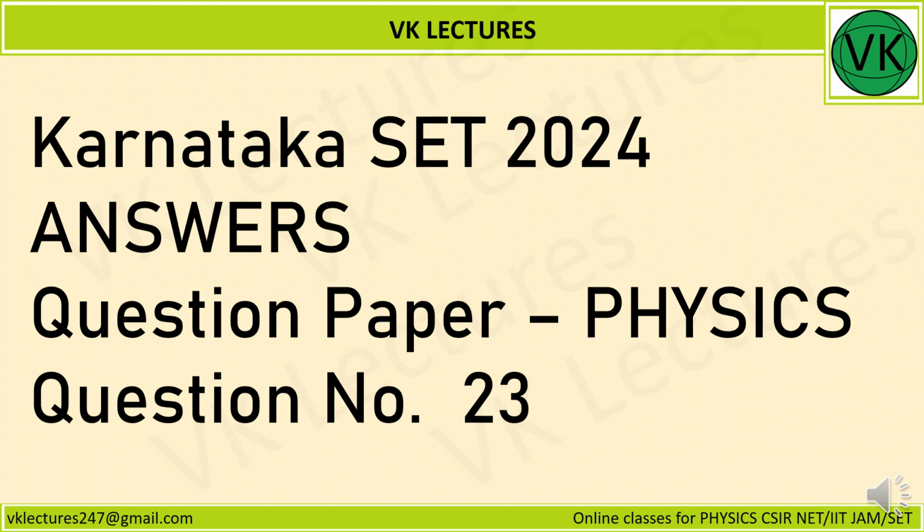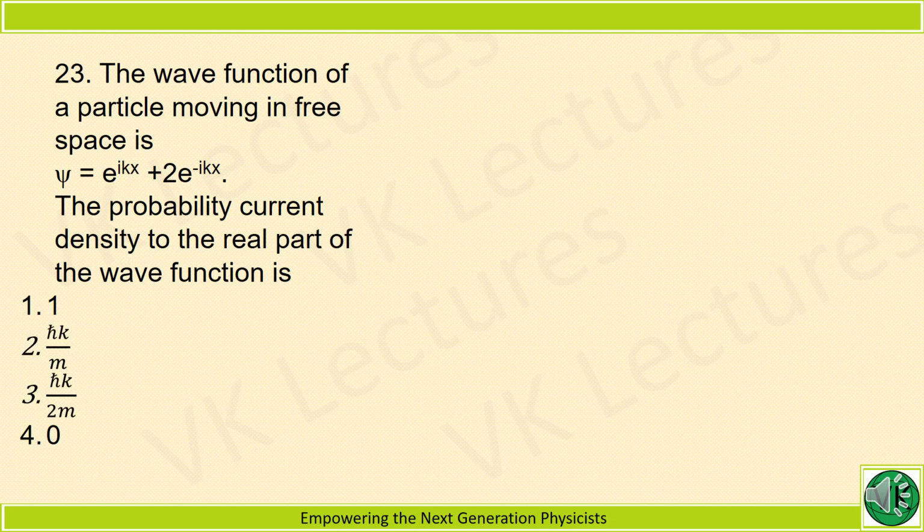In this lecture, we are discussing question number 23 from the Karnataka set 2024 physics question paper. The wave function of a particle moving in free space is psi equals e to the power ikx plus 2 e to the power minus ikx. Now this is the wave function. Find the probability current density.